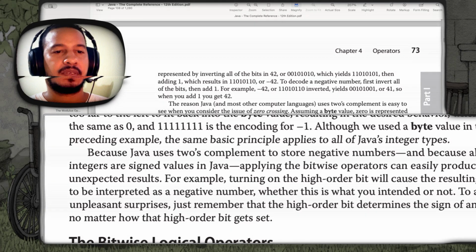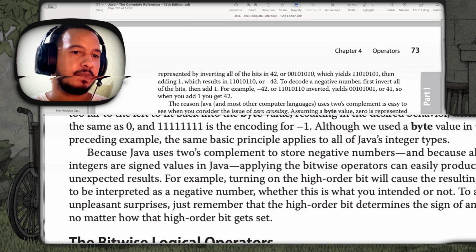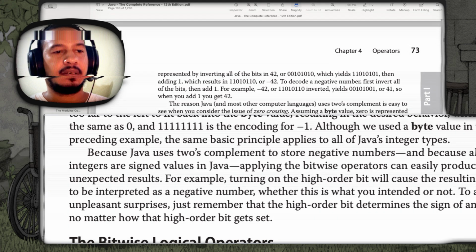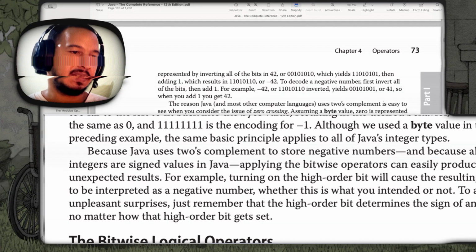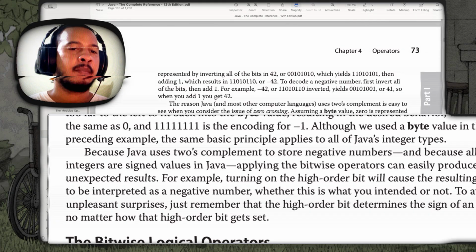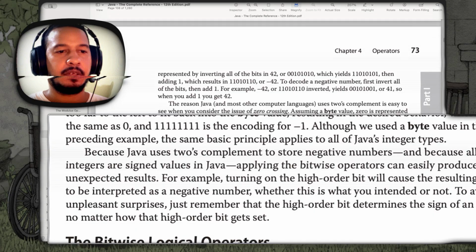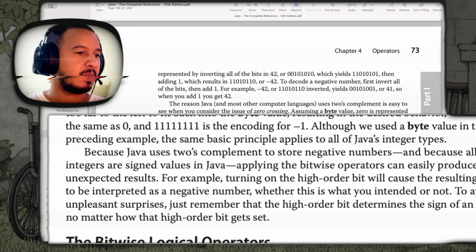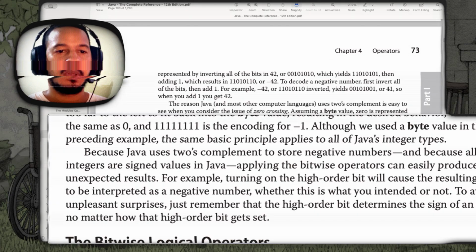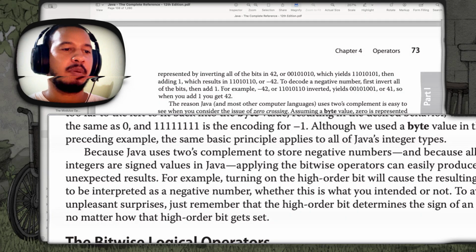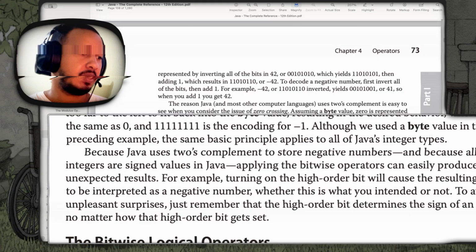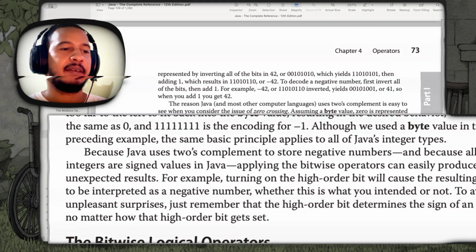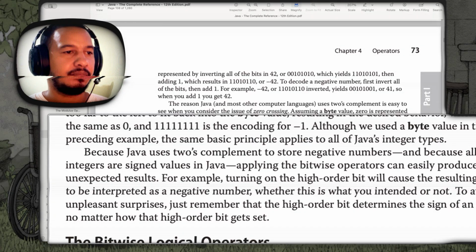Because Java uses 2's complement to store negative numbers, and because all integers are signed values in Java, applying the bitwise operators can easily produce unexpected results. For example, turning on the high order bit will cause the resulting value to be interpreted as a negative number, whether this is what you intended or not. To avoid unpleasant surprises, just remember that the high order bit determines the sign of an integer no matter how that high order bit gets set.